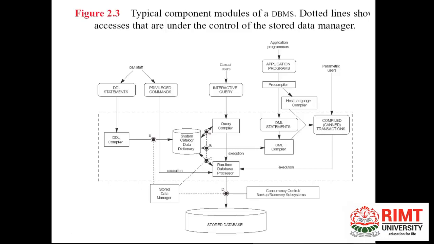So there are variety of users who interact with the DBMS, but the way they interact with the DBMS is different. Every user interacts with the DBMS in a different way. Clear? In this diagram, we are having some users: DBA staff, then casual users, application programmers, and parametric users. So parametric users, I told you yesterday.